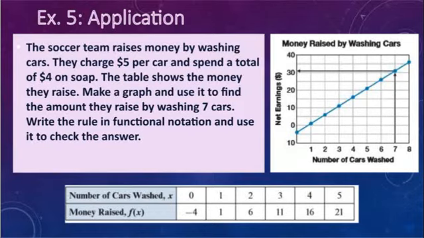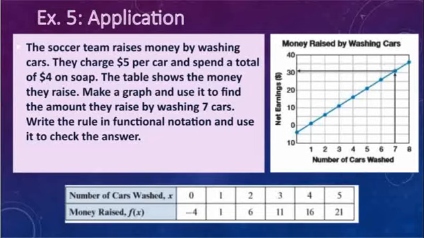And a couple more problems. The soccer team raises money by washing cars. They charge $5 per car and spend a total of $4 on soap. The table shows the money they raise. Make a graph and use it to find the amount they raise by washing 7 cars. Write the rule in function notation and use it to check the answer.